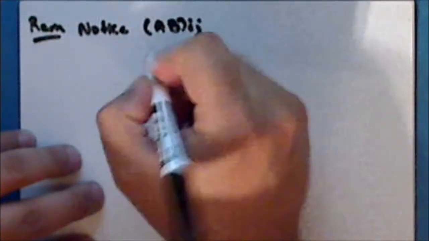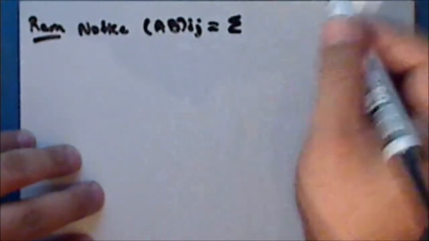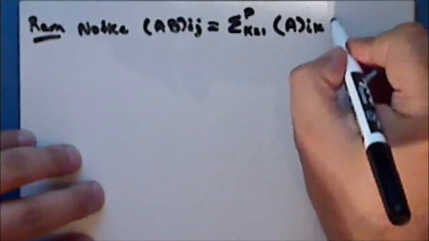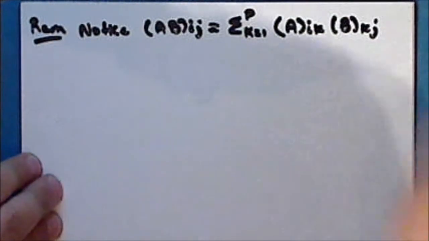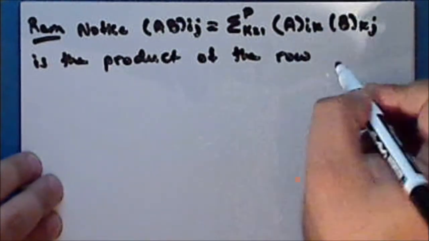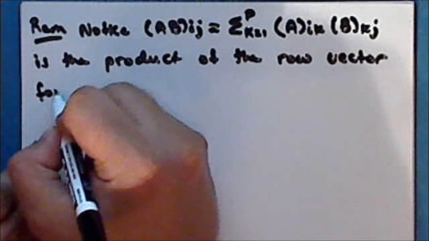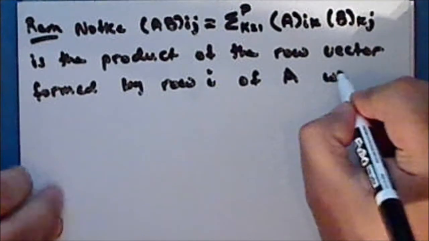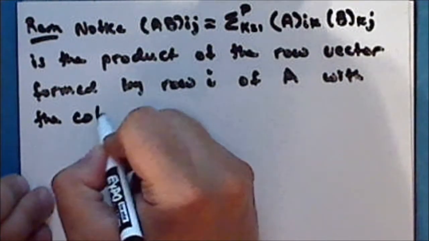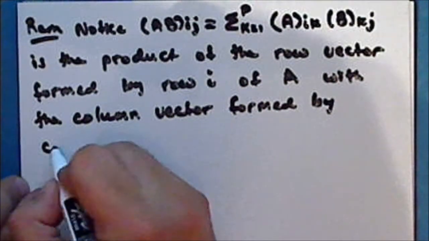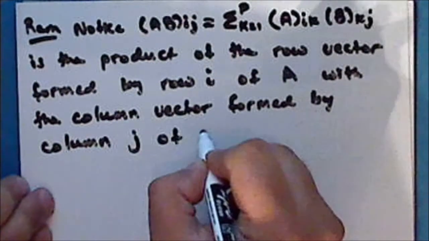So notice that the entry in row I, column J of the matrix product A times B, which once again is the sum from K equals 1 to P of the product of the entries in row I, column K of the matrix A, and row K, column J of the matrix B, is the product of the row vector formed by row I of the matrix A with the column vector formed by column J of the matrix B.